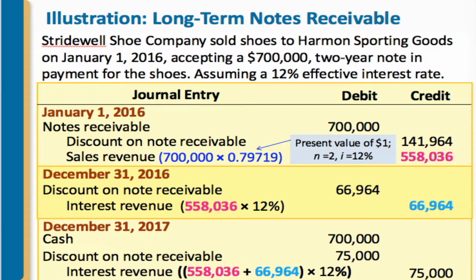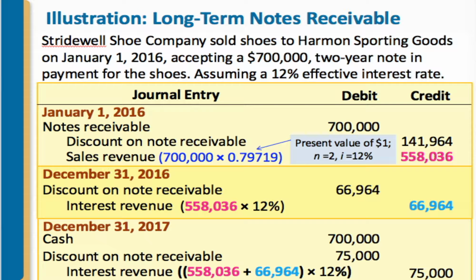If you recall from Chapter 5, sellers need to recognize the financing component of a contract when the time value of money is significant. That is what Stridewell is doing in this case. It earned sales revenue of $558,036 from selling shoes and interest revenue of $141,964 for financing the transaction.